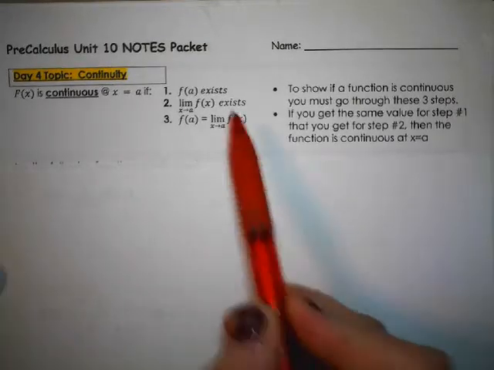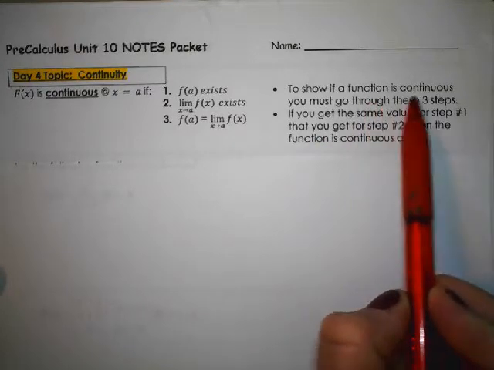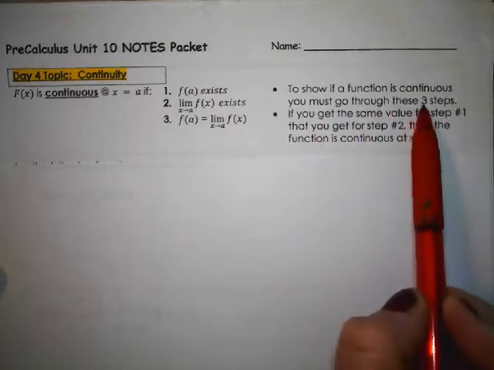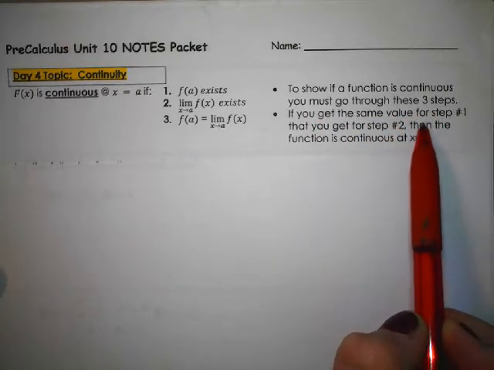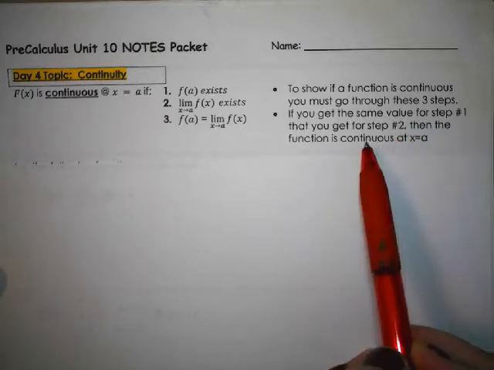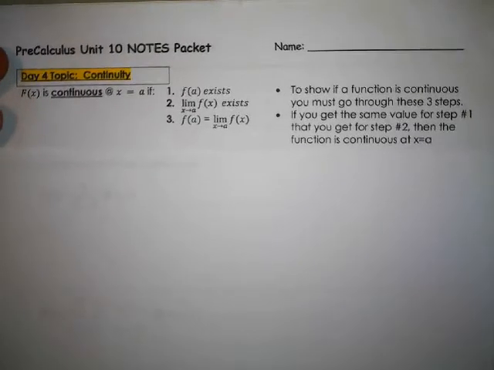The 3 steps that we have to go through are listed right here. To show that a function is continuous, you must go through all these 3 steps. If you get the same value for step 1 that you get for step 2, then we can say, yes, the function is continuous. So I'm going to show you graphically what this means before we jump into a problem.